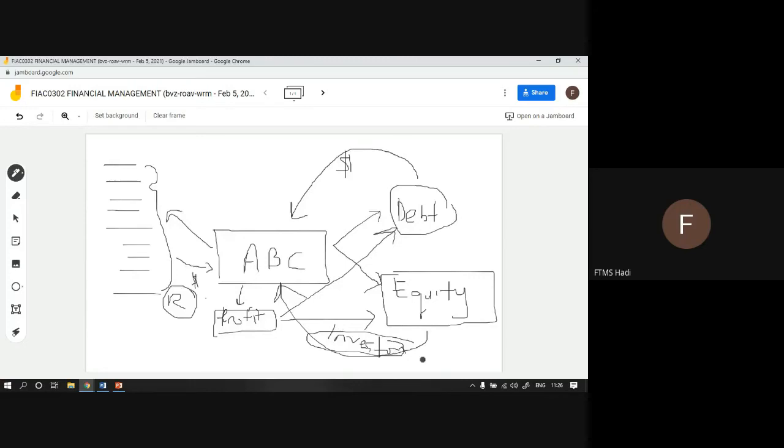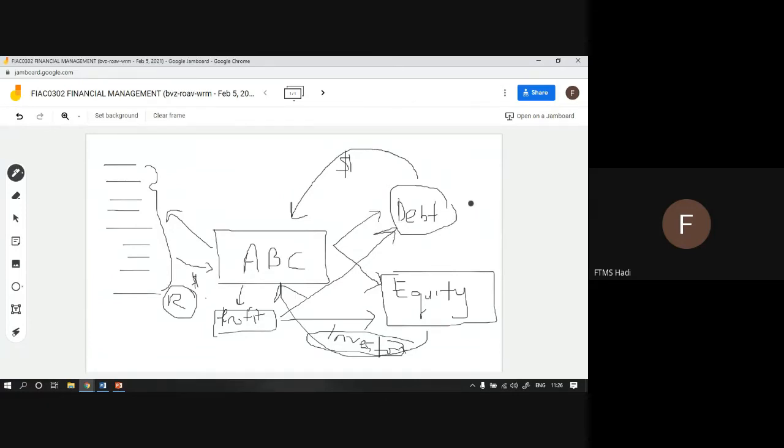So the profit they get, they need to prioritize investors first. But come back again to profit. If you ask me, sir, if the company gets profit, which one should they do first? Do they have to pay the debt first, or settle the equity first?